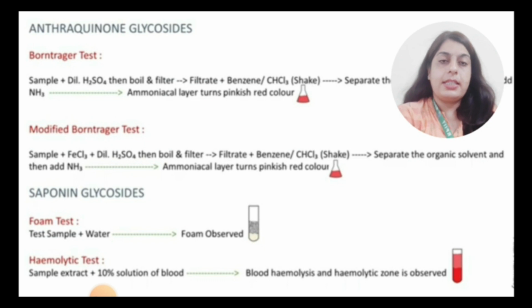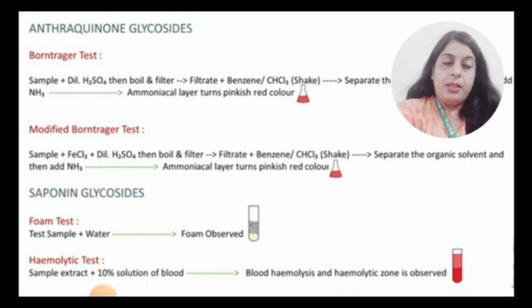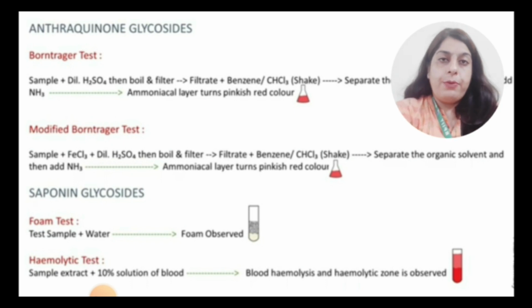In this case, an extract of the sample is taken. It is mixed with a solution of blood on a slide. Then it is observed under the microscope. Hemolysis will occur, and the red blood cells present in the blood will burst. It means the presence of saponin glycosides hemolyzes the RBCs. So that was all about the saponin glycosides.